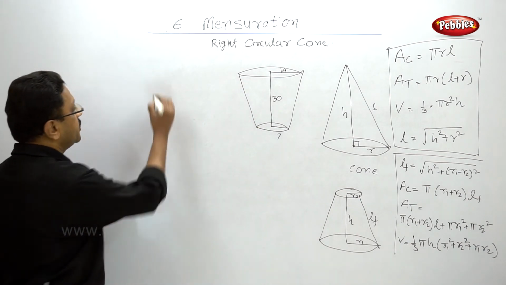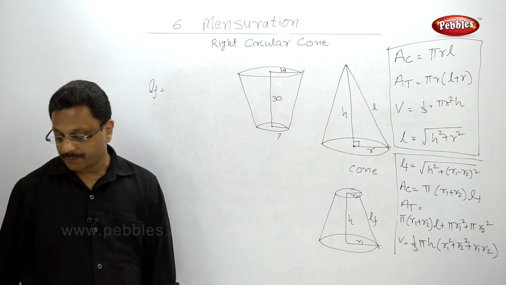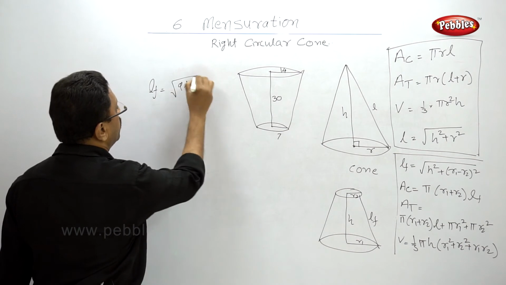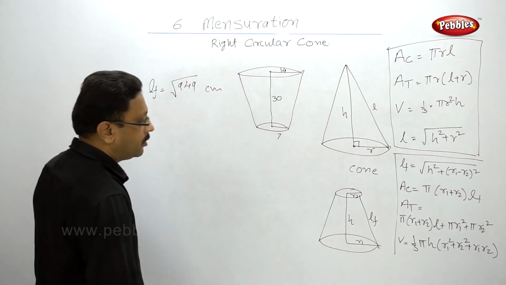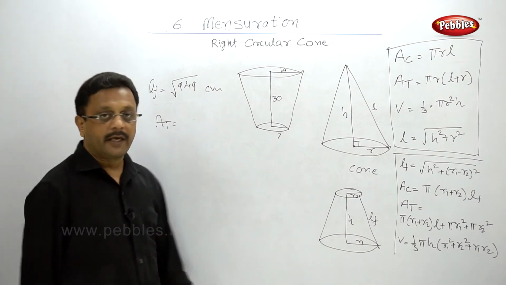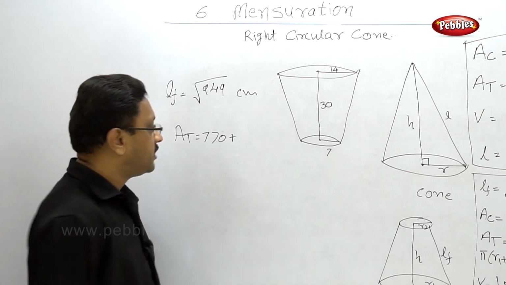Now in this case, the slant height of the frustum you got is under root 949 centimeters. The total surface area you will get is 770.